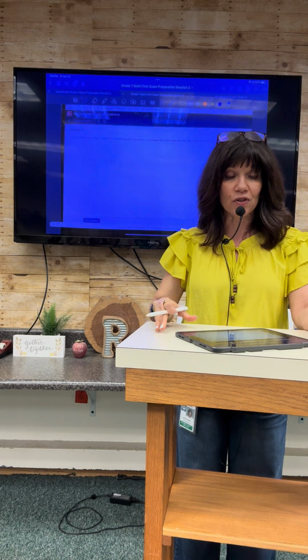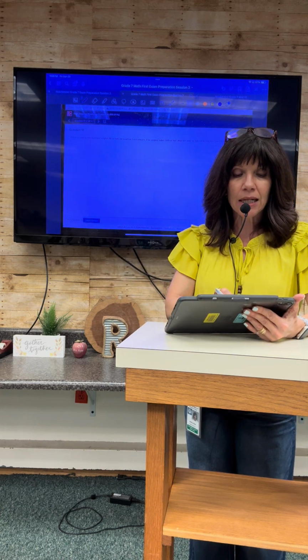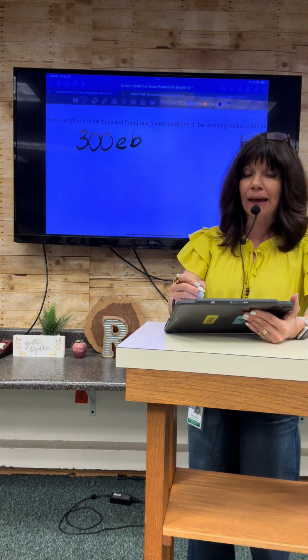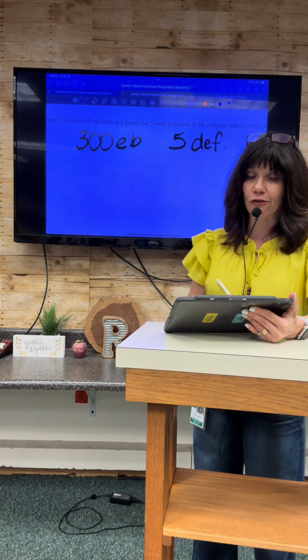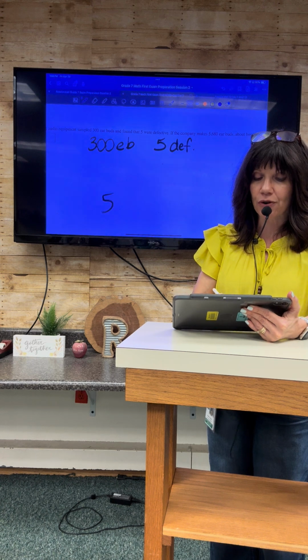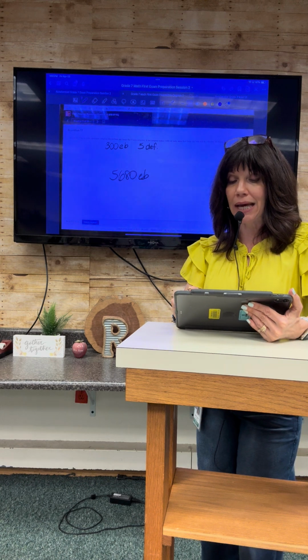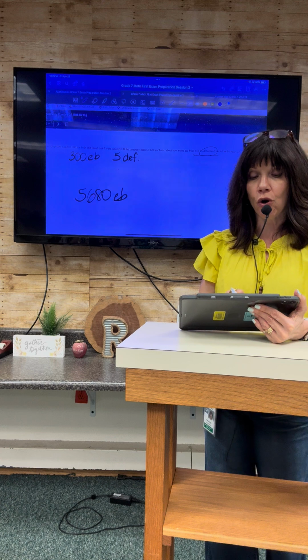All right, moving on to number 17. I'm just giving hints, and then you guys are going to get busy. Number 17: A company making audio equipment sampled 300 earbuds, EB for earbuds, and they found that 5 were defective. If the company makes 5,680 earbuds, about how many will be defective? Round to the nearest whole number.